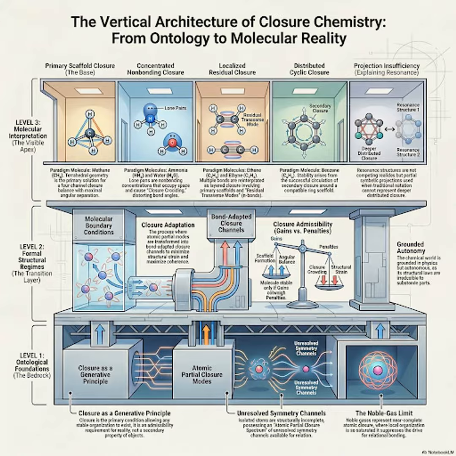Let's look at regime 1, primary scaffold closure. And for this, we are bringing back our poster child, methane. CH4, 1 carbon, 4 hydrogens. Correct. We just established that carbon brings its partial closure spectrum to a negotiation with 4 equivalent hydrogen atoms.